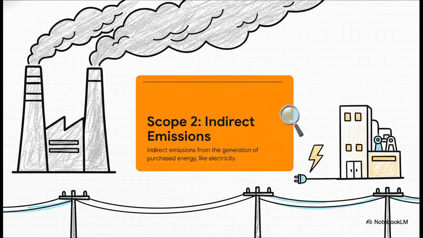So first up in this wider view is Scope 2. This is all about the energy a company buys. Very few companies generate 100% of their own power. Scope 2 accounts for the emissions that were created at the power plant that generated the electricity the company uses to keep the lights on and run its machinery.